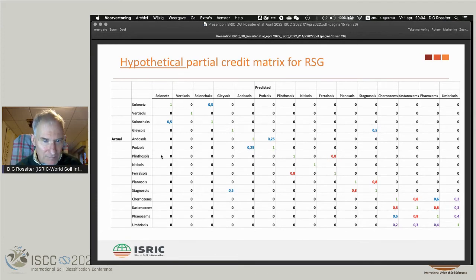And then you see something like plintosols and solonetz. Obviously, we give this a 0. You map a plintosol, it's really a solonetz. The use is utterly different. So our concept is to get the community to fill this in, and then we would be able to have a more realistic explanation from the point of view of the user.